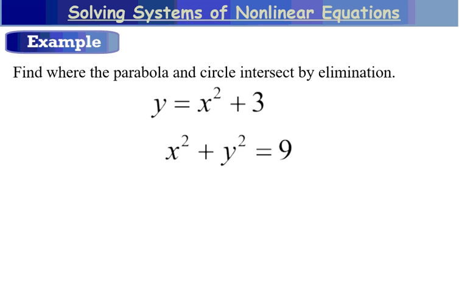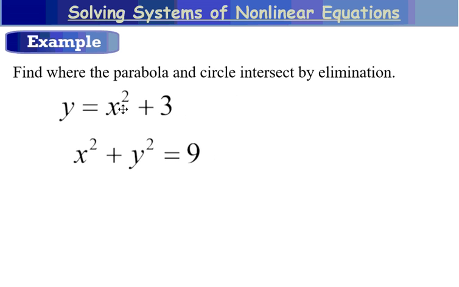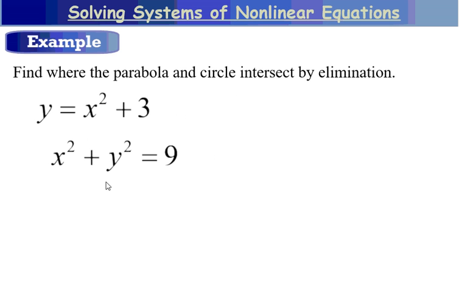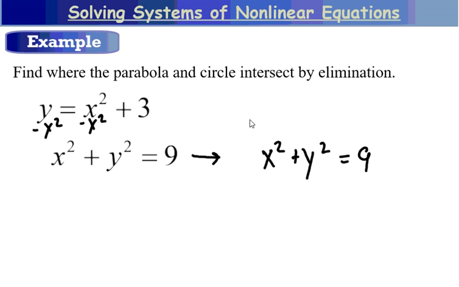So if I want to do this via elimination, I probably need to rewrite this top equation so x and y are on the same side. This bottom one's already set up. It's got x squared plus y squared equals 9. The top one, I need to subtract the x squared over to the other side, so then I'd have minus x squared plus y equals 3.